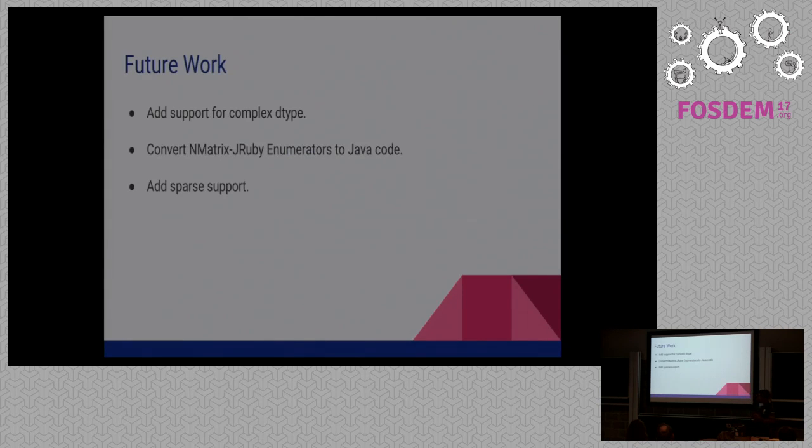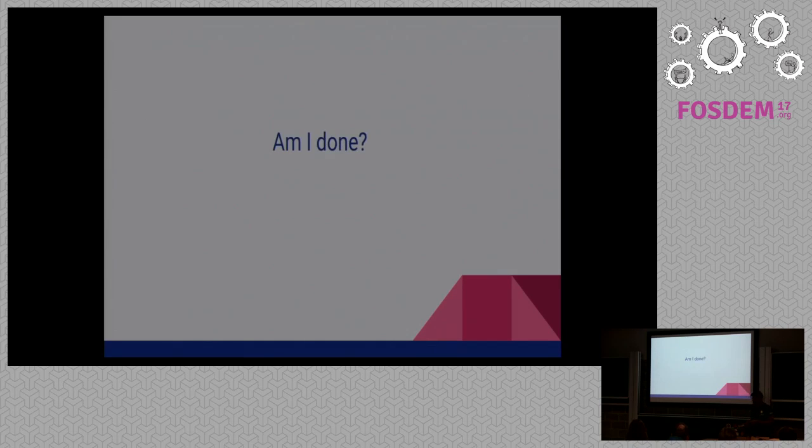So overall, whenever you try to do any computation using NMatrix JRuby, it would currently be on par with NMatrix CRuby, or even sometimes faster, because the overall calculations that rely on a single dimension would be faster in the case of JRuby, and obviously JIT. So am I done?